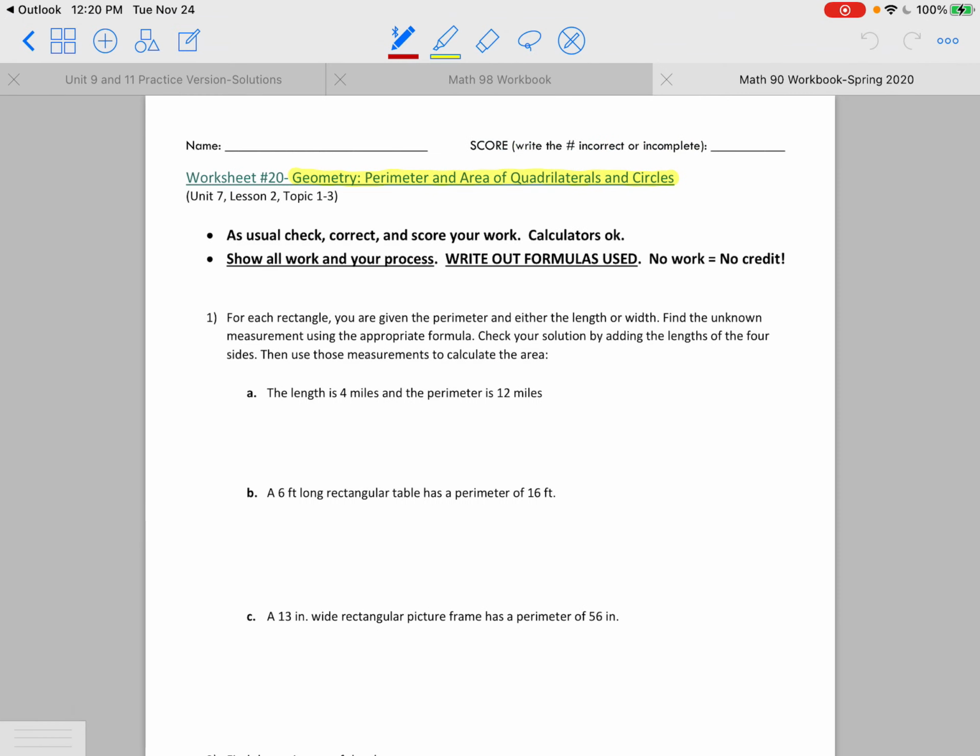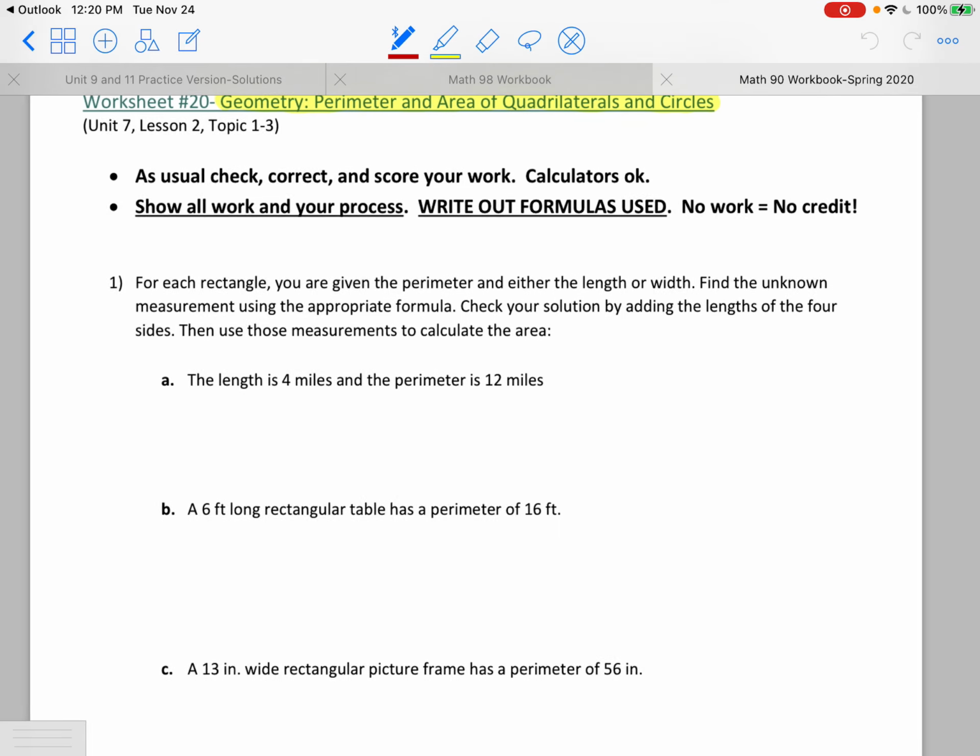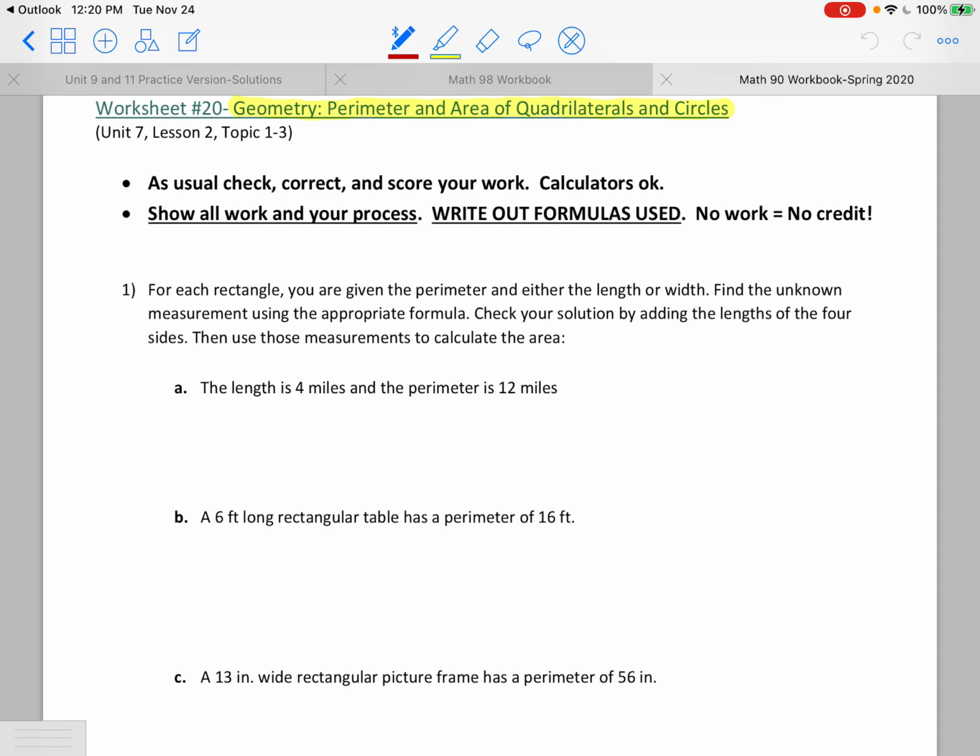Okay, guys, let's apply some of this information that we just learned. We're going to go to our worksheet now, and I'd like to try number 1A. You notice at the top it's asking us to show all of our work, write out our formula, all the stuff that we just talked about. All right, so we're going to read the directions.